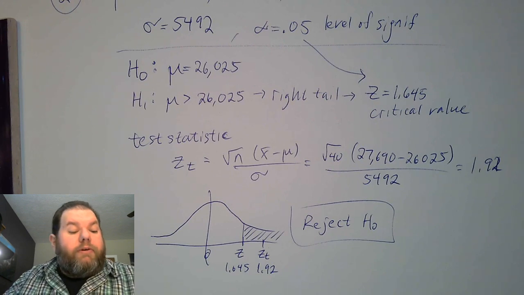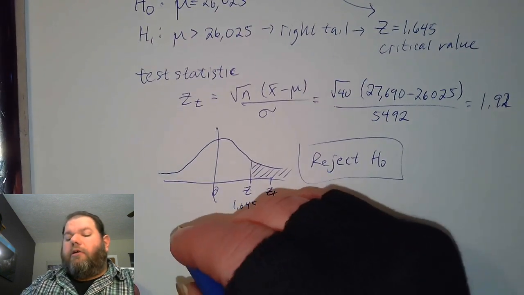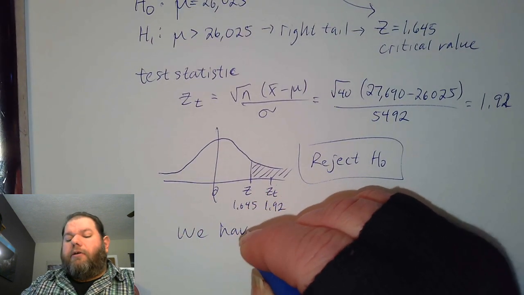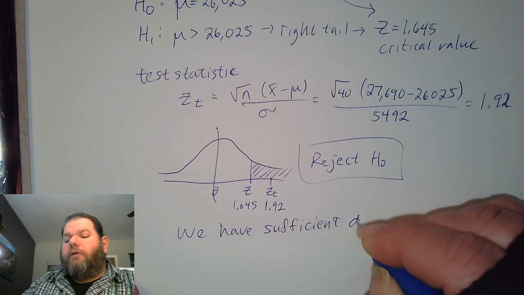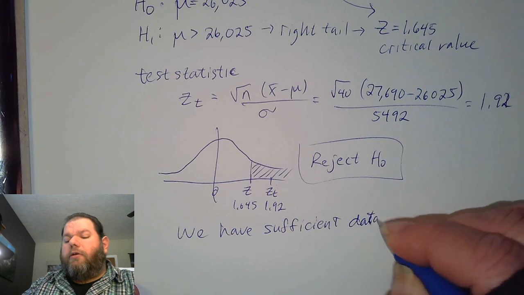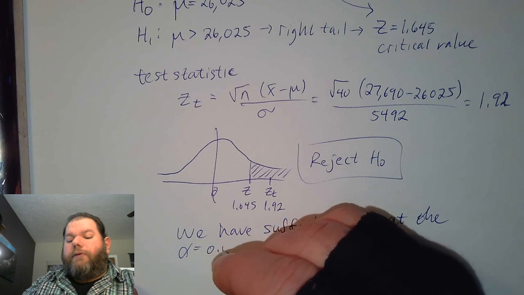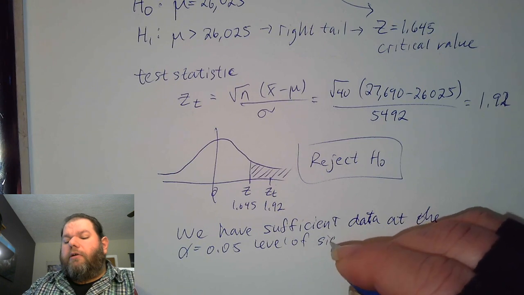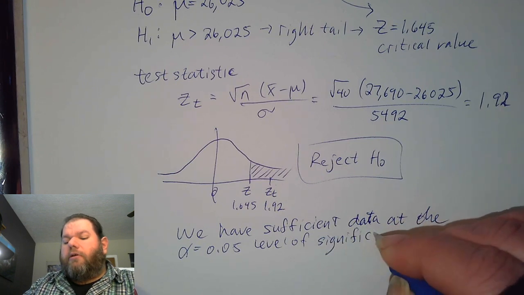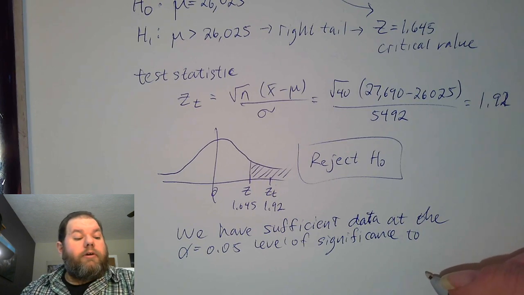And lastly, we want to summarize an answer, which says we have sufficient data at the alpha equals 0.05 level of significance to show that the cost of college has increased.